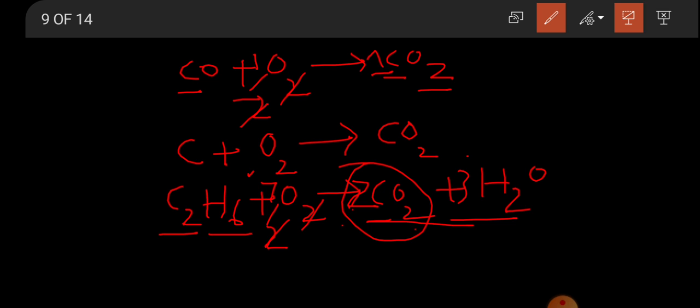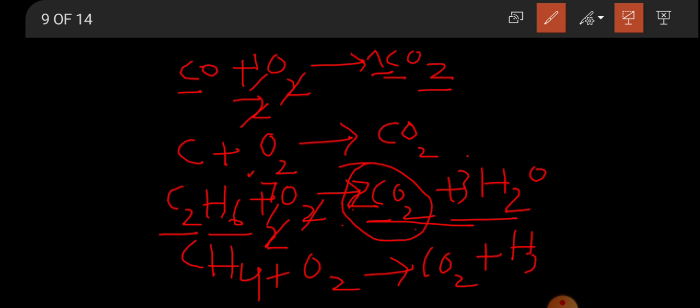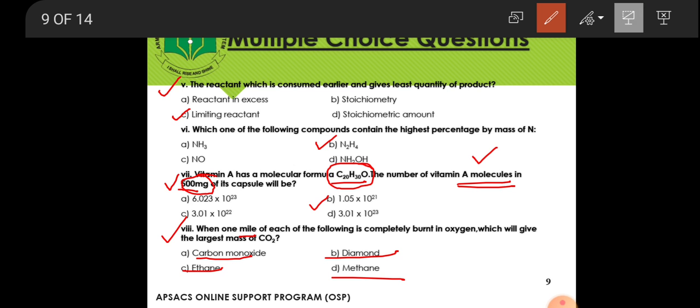And the fourth one is methane. When you burn methane in oxygen, you will get carbon dioxide and water. So how many hydrogen atoms are there? 4 hydrogen atoms. Carbon is balanced. How many oxygen atoms are there? 2 plus 2, that is equal to 4. So 2 2s are 4. So in C part, greater number of moles of carbon dioxide are produced. So C part is your correct answer. C part.